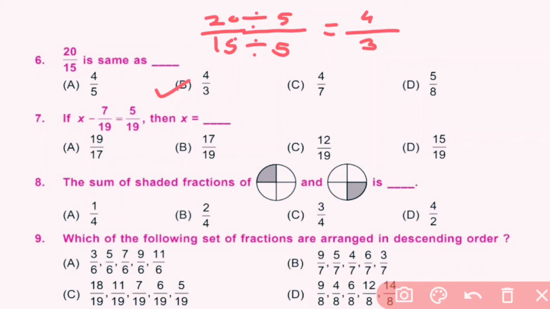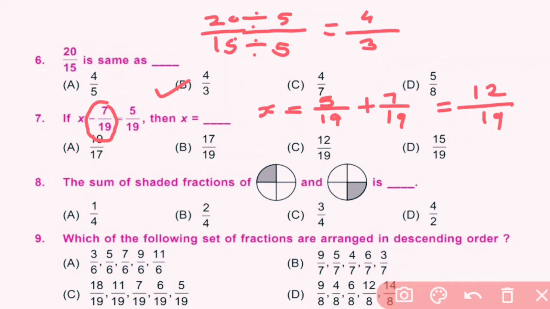Question number 7. If x minus 7 by 19 is equal to 5 by 19, then x is equal to y. Now x is equal to, here 7 by 19 is with a minus sign, so it will become plus on this side, and their denominators are the same, so we can directly add 5 and 7. So 5 plus 7 is 12. So x is equal to 12 by 19. C is the correct answer.